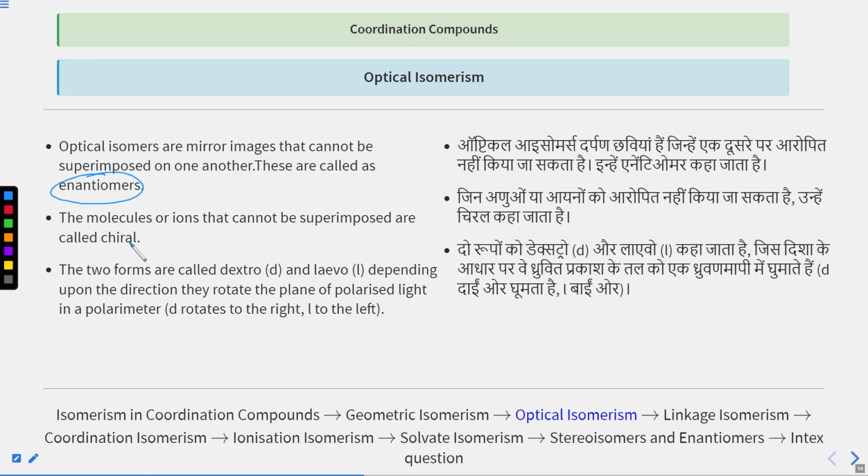So in optical isomerism, what do we see? That a non-superimposable image is formed. We'll see an example to make it clearer. You can take the example of your hands. If you place both of your hands, you will see that this one is forming the mirror image of this one. Okay, just place it like this.